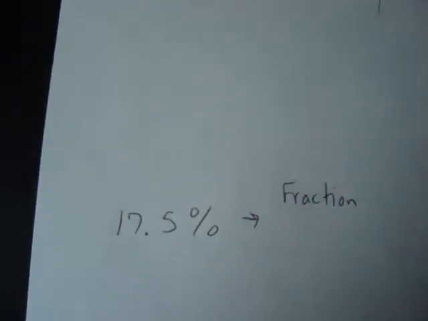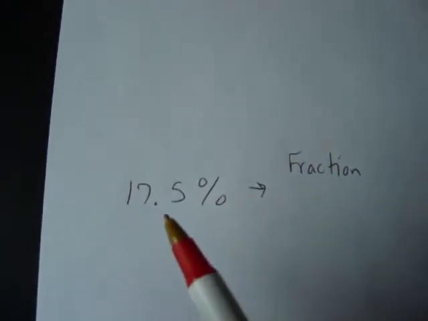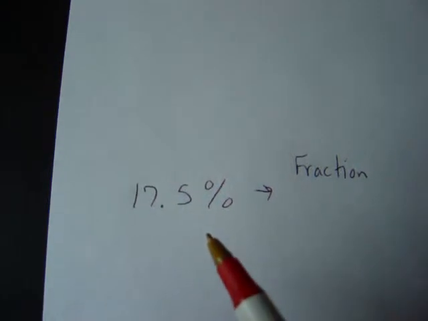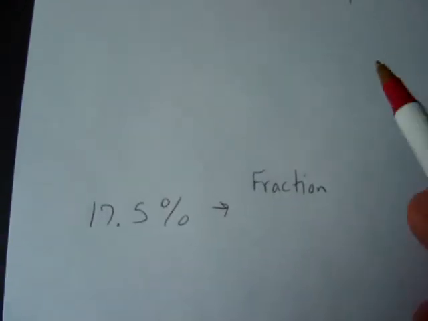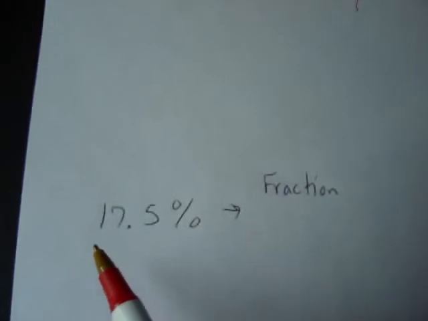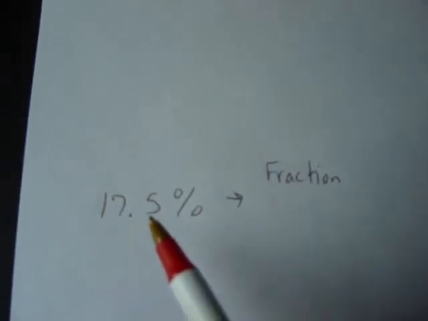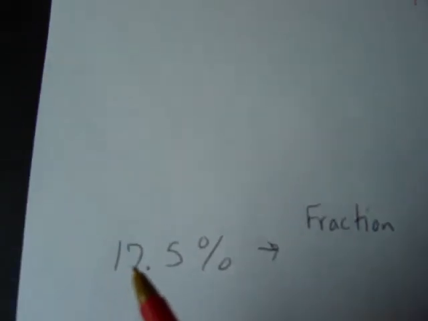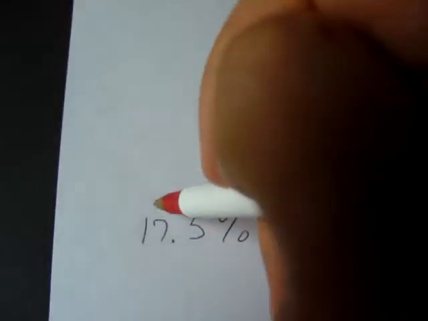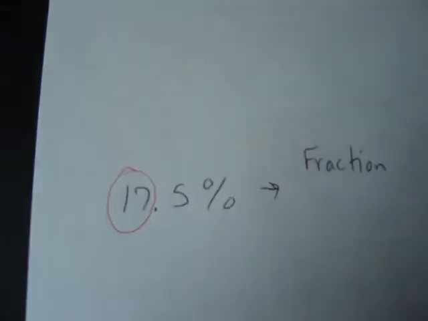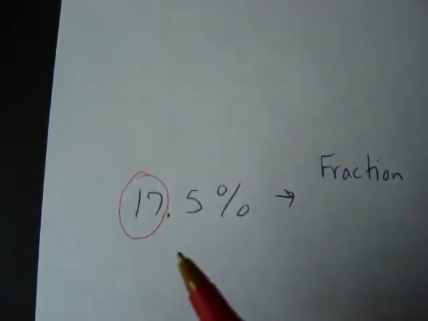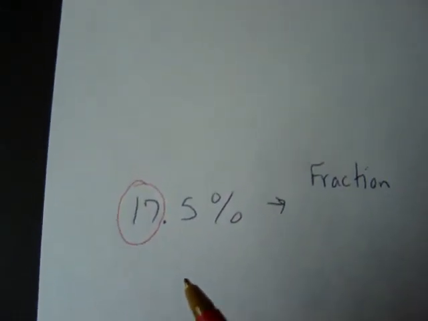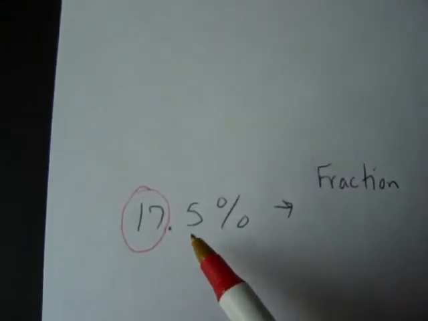Let's try something different. Let's start with a percent and change it into a fraction. First we have 17.5%. You can think that this is going to be close to 17 out of 100. If you focus on the 17 whole percent means out of 100, it's going to be close to 17 out of 100, but we can't forget about this 0.5.